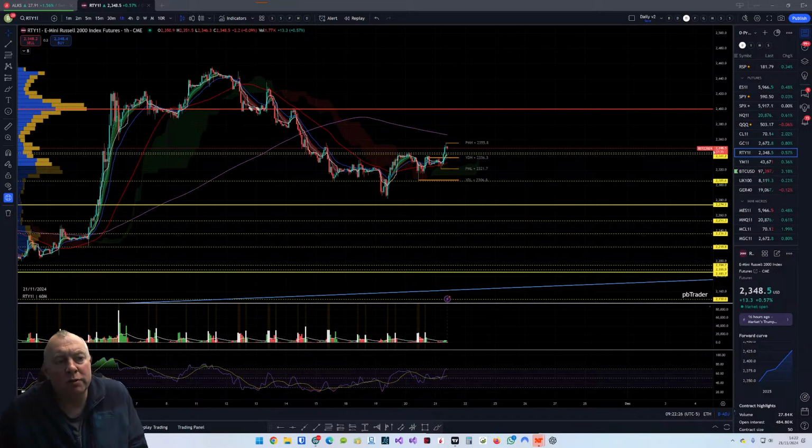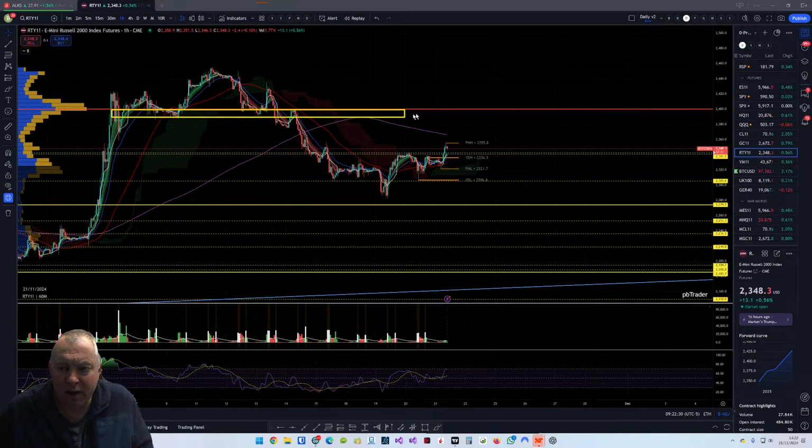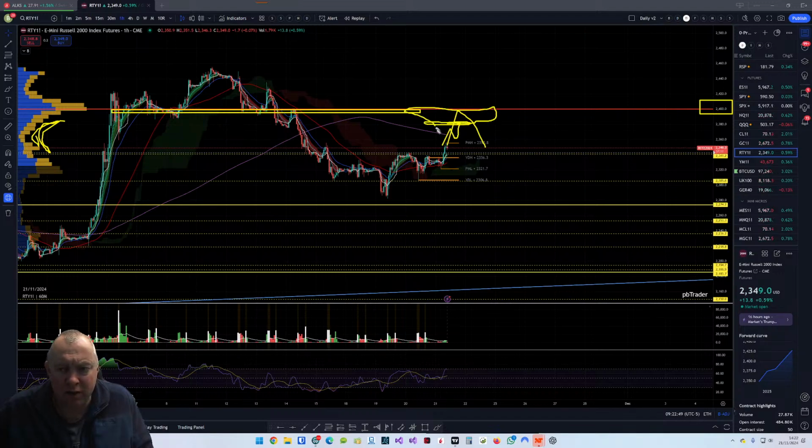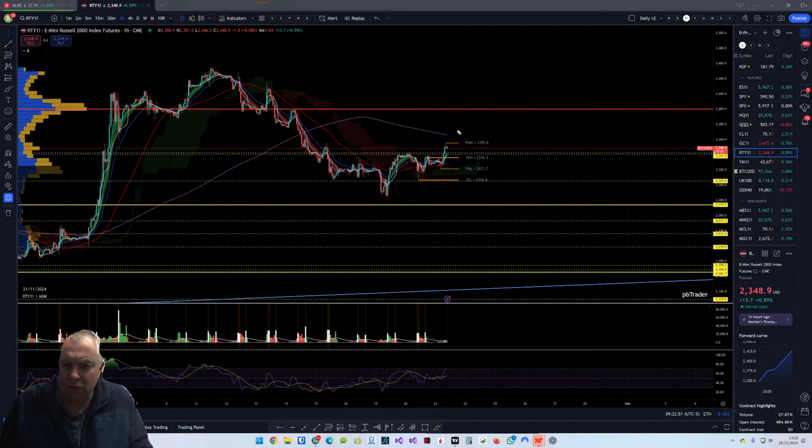Rejection wise, we've got this point of control area. So big strong area of volume. So this is our area to watch. 2400 psychological number as well. So just keep an eye on 2400 for the rejection. There's a big void. So if we do get over this pre-market high area, there's a bit of a void above, so we might not have too much resistance until we get up into this region here, 2380 to 2400.